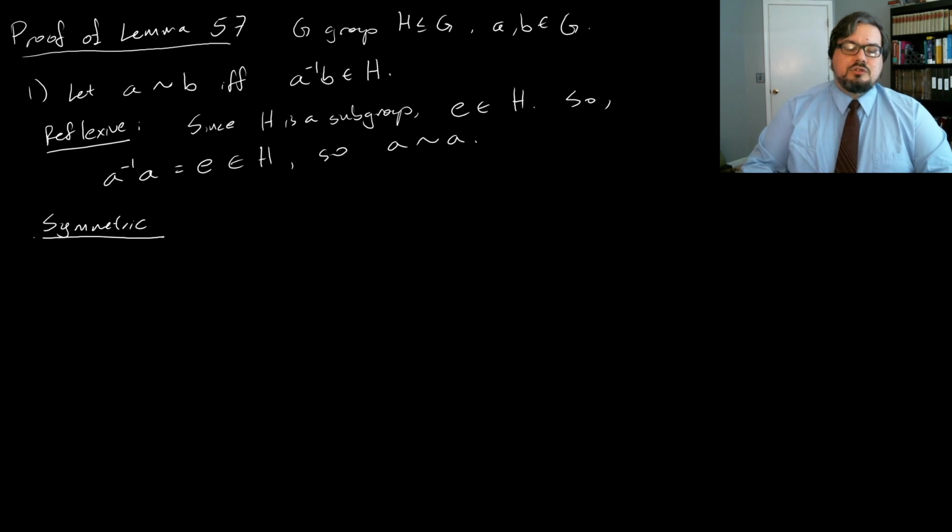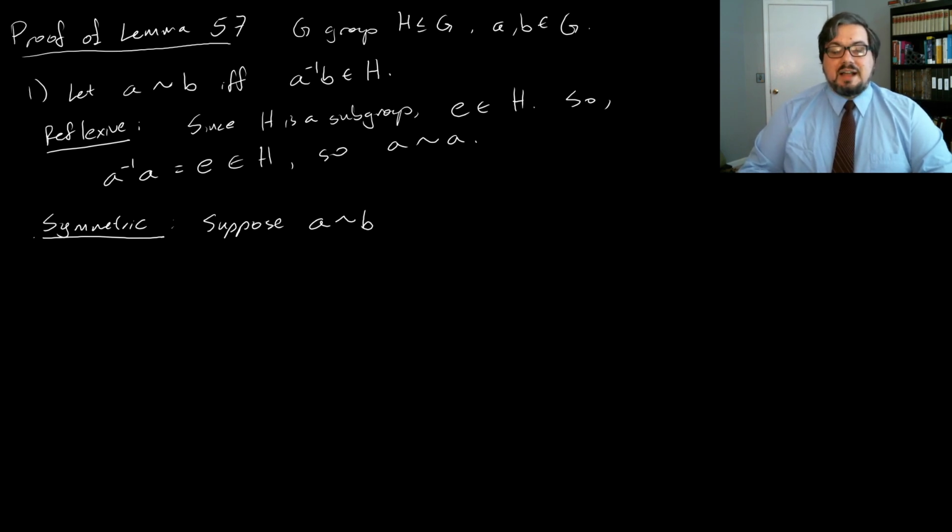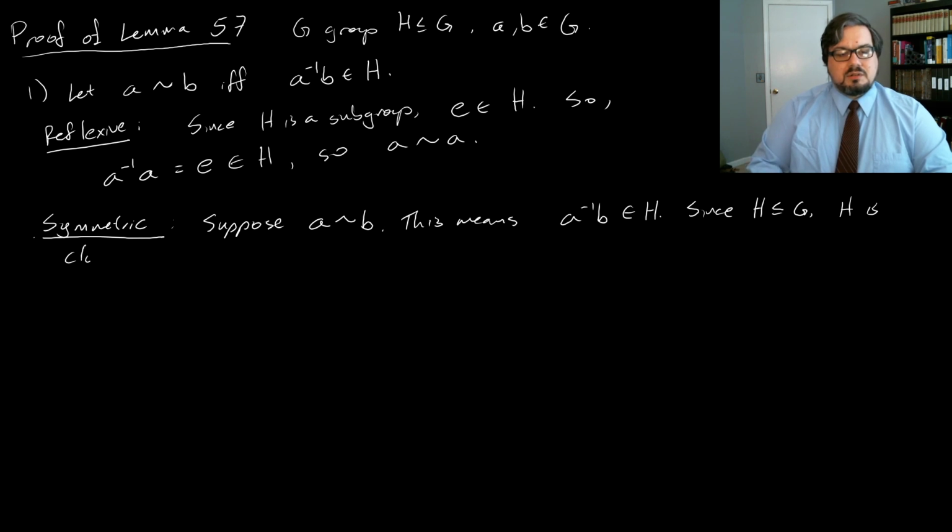All right, let's show that it's symmetric. So let's suppose A is related to B, and we want to show that B is then related to A. This means if A is related to B, that means that A inverse B belongs to H. Now, since H is a subgroup of G, H is closed under inverses. So that means that (A inverse B) inverse belongs to H.